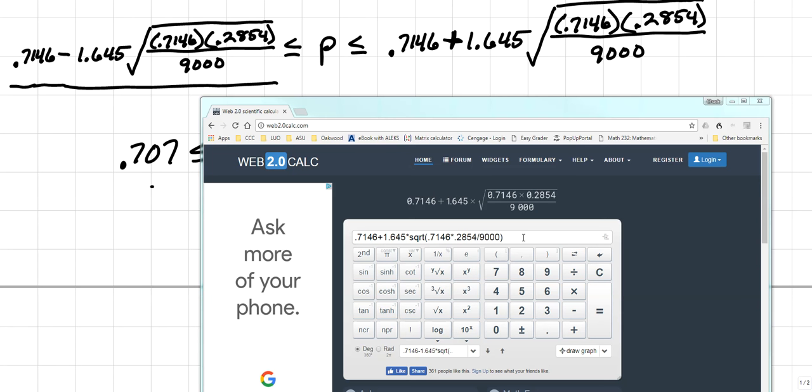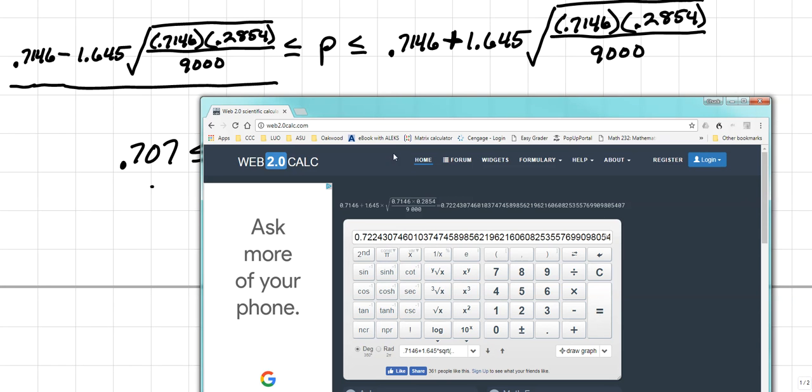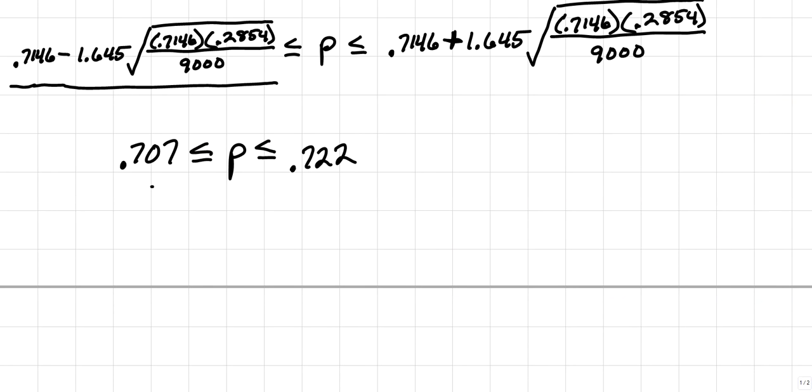And you'll notice that I have the exact same thing entered, except instead of a subtraction sign I have this addition sign. Left click equals, and this is going to give us 0.7224, but we'll just take it as 0.722. This is your confidence interval, which we can then write as (0.707, 0.722). We'll close those in parentheses.